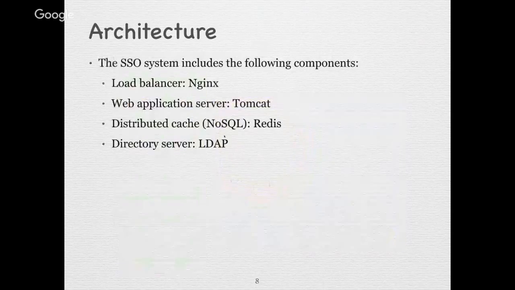So this SSO system includes the following components. The Nginx server is a load balancer for the SSO system. Tomcat will be used as the web application server. Redis is a NoSQL database, which is also a distributed key value store cache. The LDAP server is a directory server, kind of like a database, but much faster at read, which is perfect for our case because login is much more frequent than write.